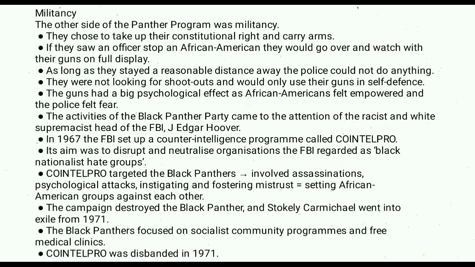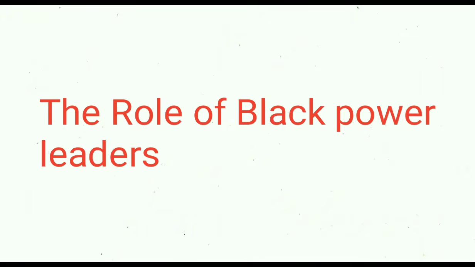The Black Panthers focused on socialist community programs and free medical clinics. COINTELPRO was disbanded in 1971. The role of Black Power leaders.